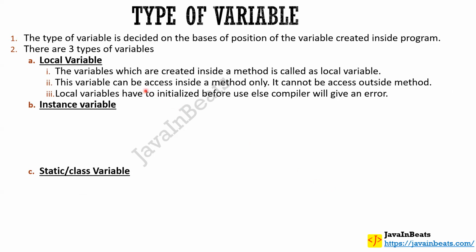A variable created inside a method is called a local variable. These variables can be accessed inside the method only, and they cannot be accessed outside the method. Local variables have to be initialized before use, else the compiler will give you an error.